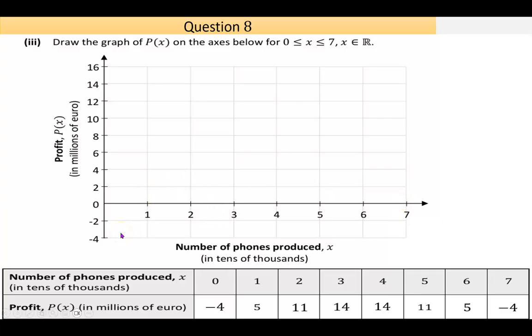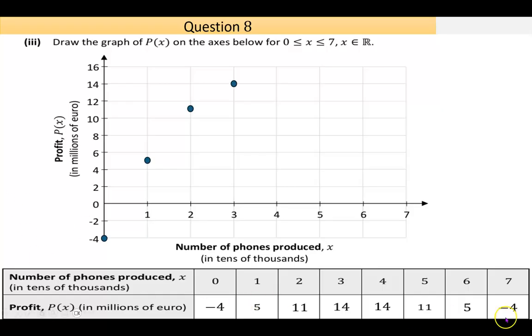Now, I'm just plotting. So the first one there, when x is 0, it's -4 on the y. Okay, so I should have it there. Then when x is 1, the y value is 5. Okay, when x is 2, the y value is 11. When x is 3, the y value is 14.